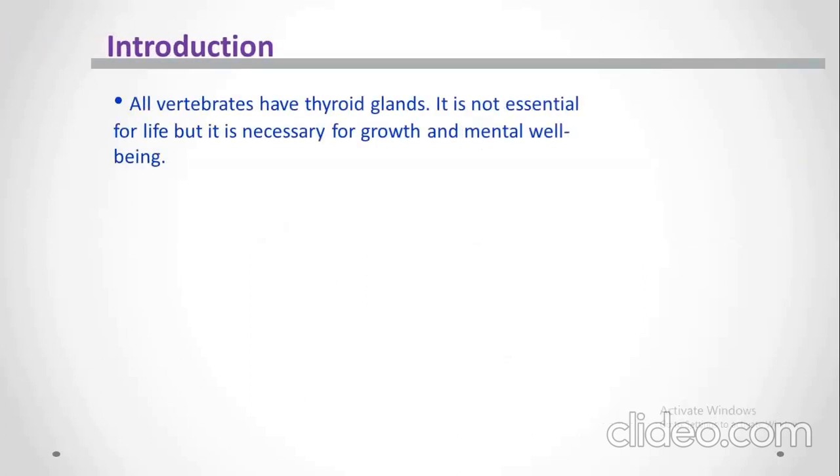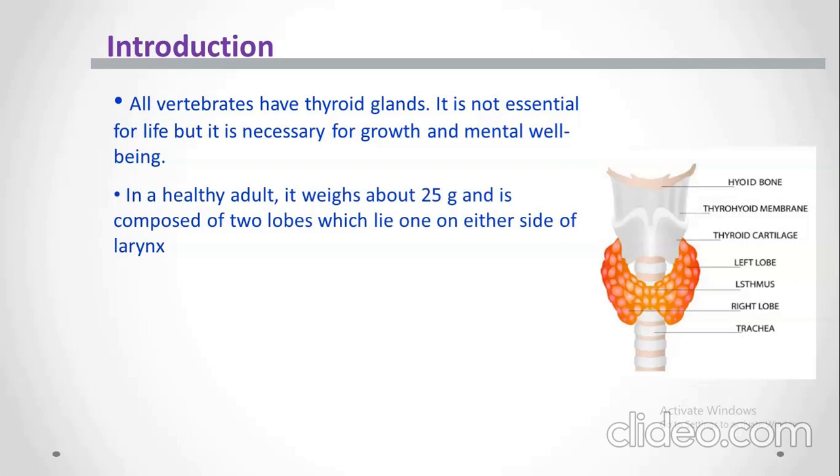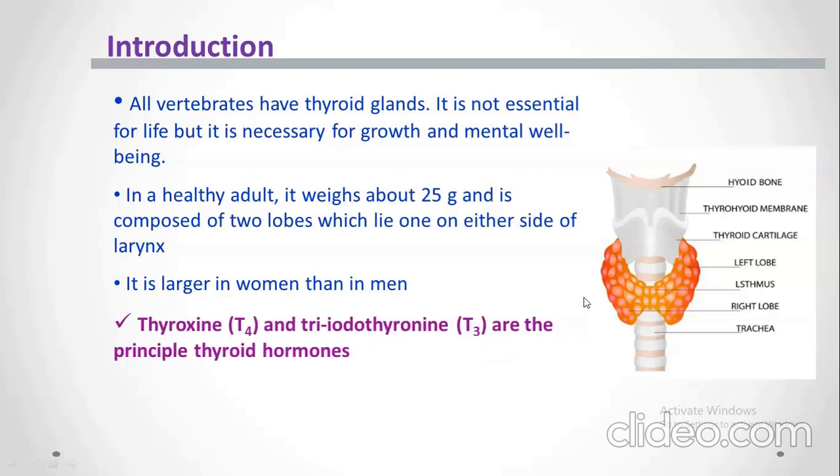All vertebrates have thyroid glands. It is not essential for life, but it is necessary for growth and mental well-being. In a healthy adult, it weighs about 25 grams and is composed of two lobes which lie one on each side of the larynx. So here is the diagram. This is the orange color, this is the left lobe and here is the right lobe, which are present on either side of the larynx. It is larger in women than in men.